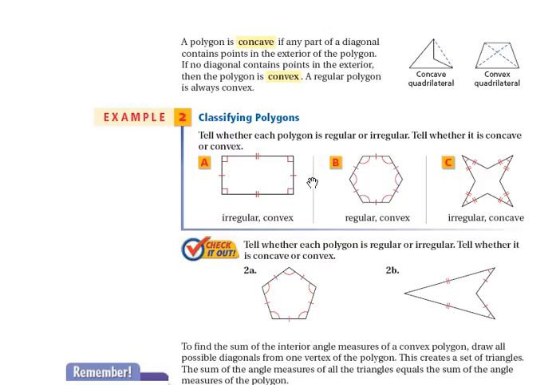So now we're deciding whether we have a regular or irregular, and then a concave or convex kind of polygon. The first 2 are convex. The first one is just a rectangle. This is irregular. Notice that these 2 sides are the same, but these 2 sides are different. Here we have a regular convex polygon. And then here we have an irregular and concave. Again, concave means that if I draw a diagonal from this vertex to that vertex, it's outside of the geometric figure.